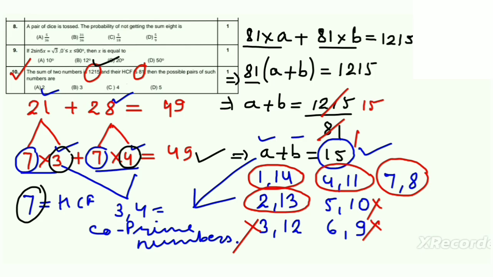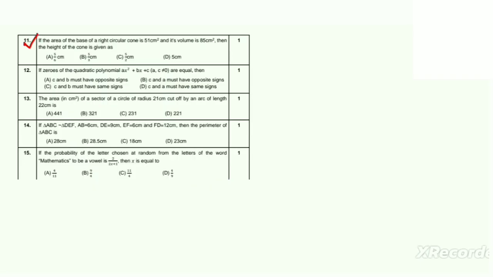So the right option is option number C. Question number 11, and the question is, if the area of the base of a right circular cone is 51 centimeter square and its volume is 85 centimeter cube, then the height of the cone is given as.